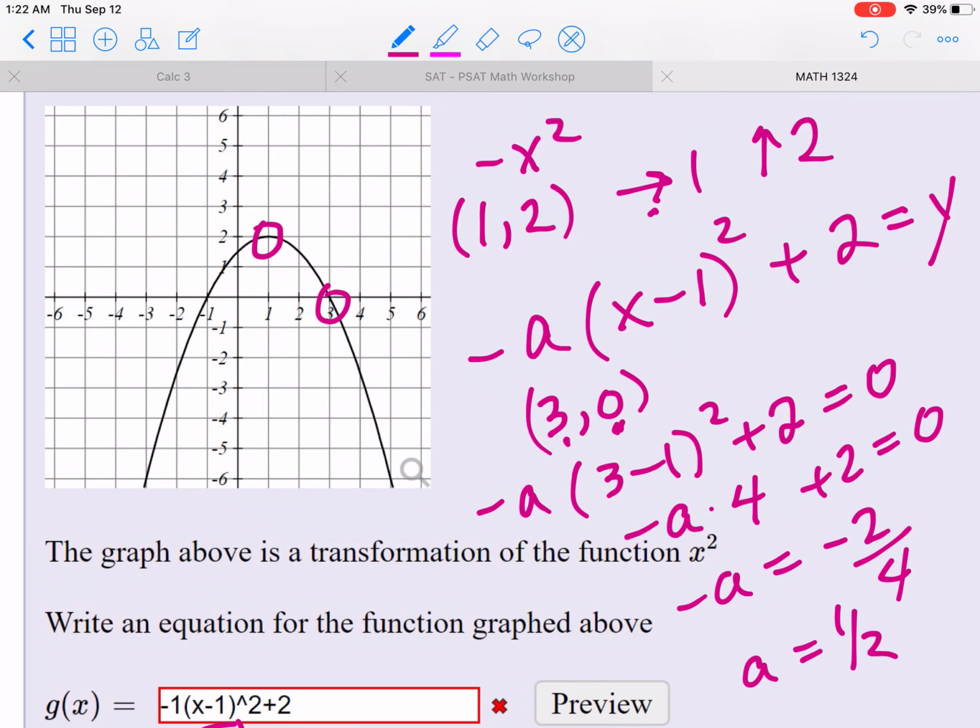And so in the end, this is your a value right here, and that's going to replace that unknown. And so the final answer would be negative 1/2 times the quantity (x minus 1) squared plus 2.